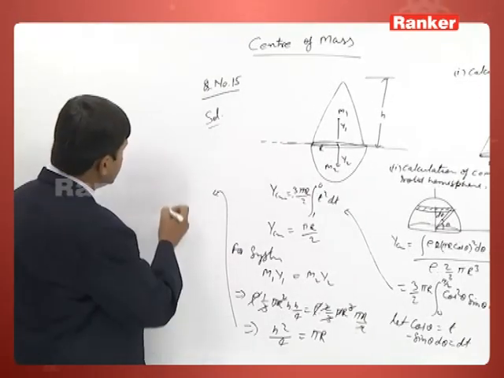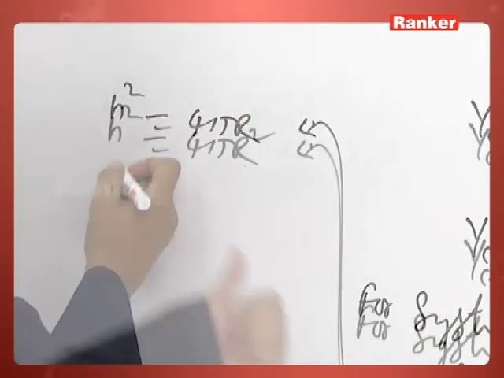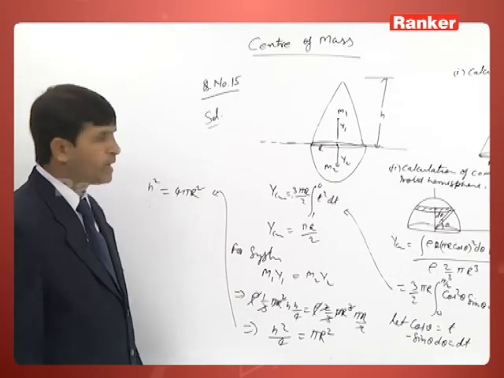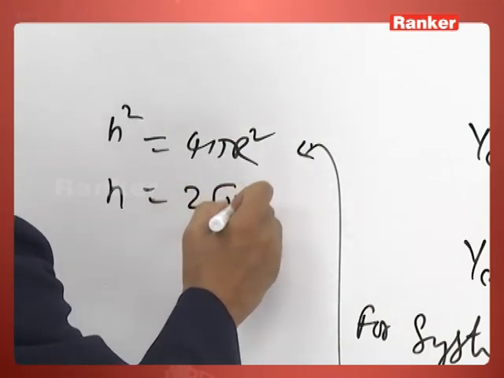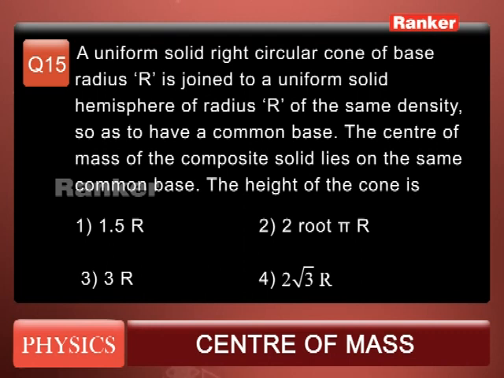Then further we can write h square is your 4 pi r. So h square is equal to your 4 pi r square. So h will be 2 root pi into r. So our correct option is option number 2. So the answer is option number 2 is the correct option.